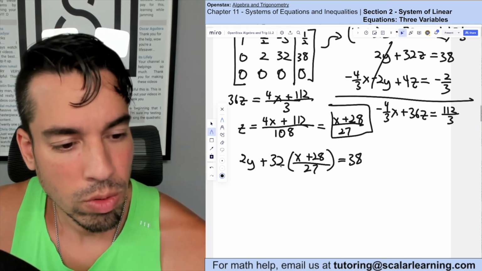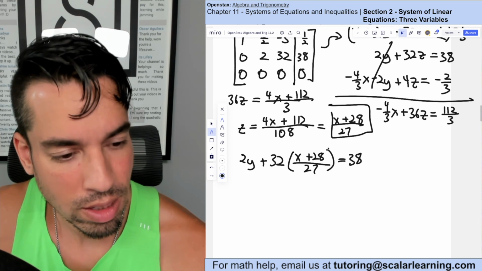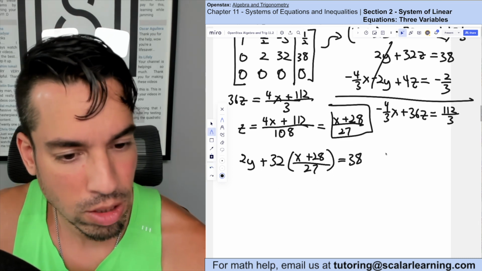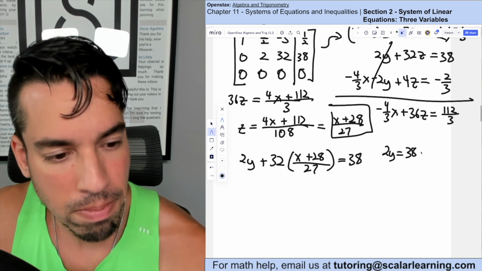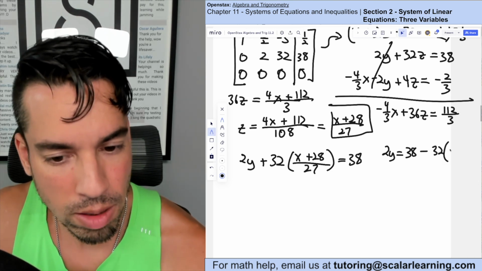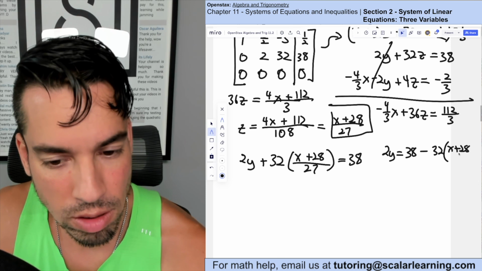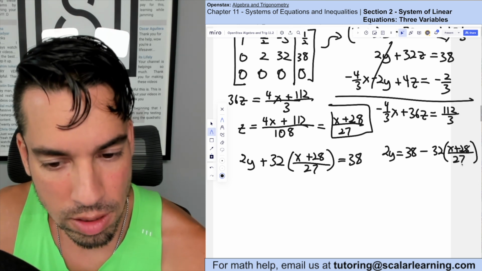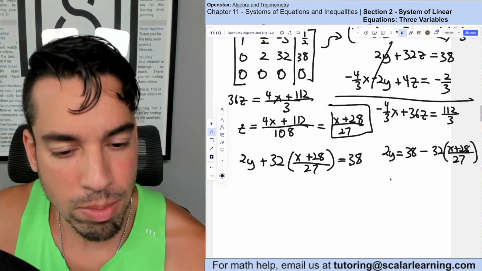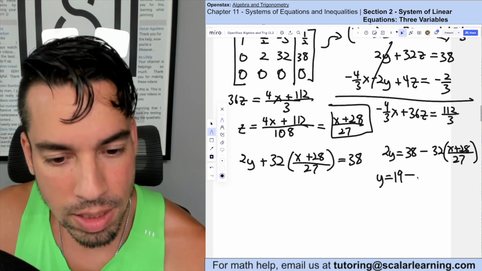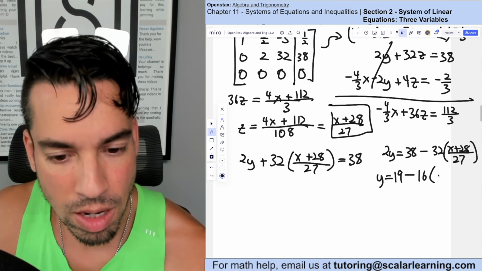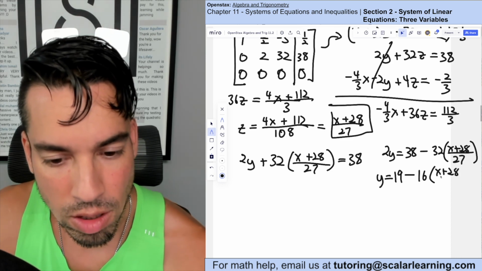So I'm going to first move this entire expression over to the other side by subtracting it. So we got 2y is equal to 38 minus 32 times x plus 28 over 27. And then I'm going to divide both sides by 2. So I got y is equal to 19 minus 16 times x plus 28 over 27.